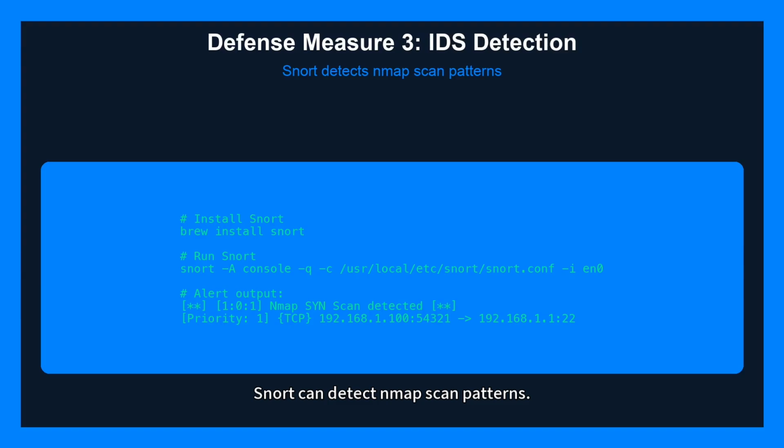Snort can detect Nmap scan patterns. Install Snort using Homebrew. Configure rules to alert on SYN scans, null scans, and Xmas scans. Run Snort in console mode to monitor network traffic for suspicious scan activity.